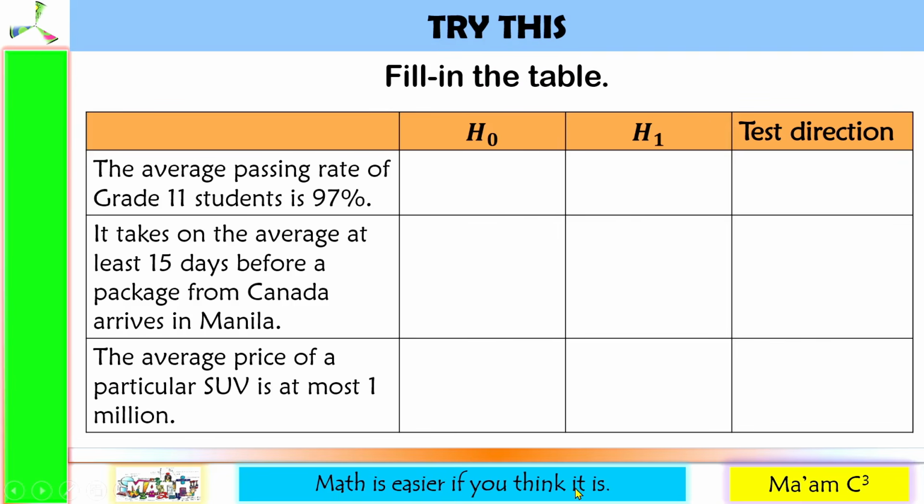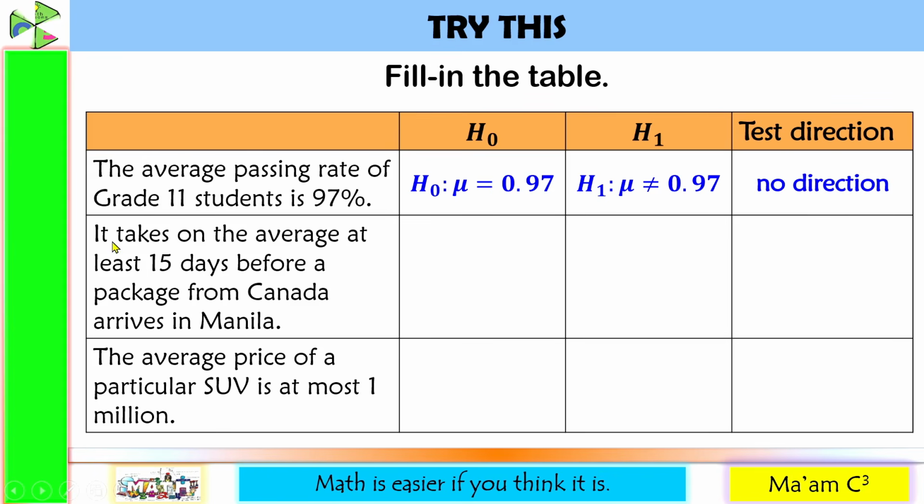Try this, fill in the table. So we have to determine the null, alternative, and the test direction. Number 1, the average passing rate of grade 11 students is 97%. So our parameter is average, so mu is equal to 0.97. And our alternative will be the complement of equal, so we have not equal to. And if we have not equal to, it means there is no direction.